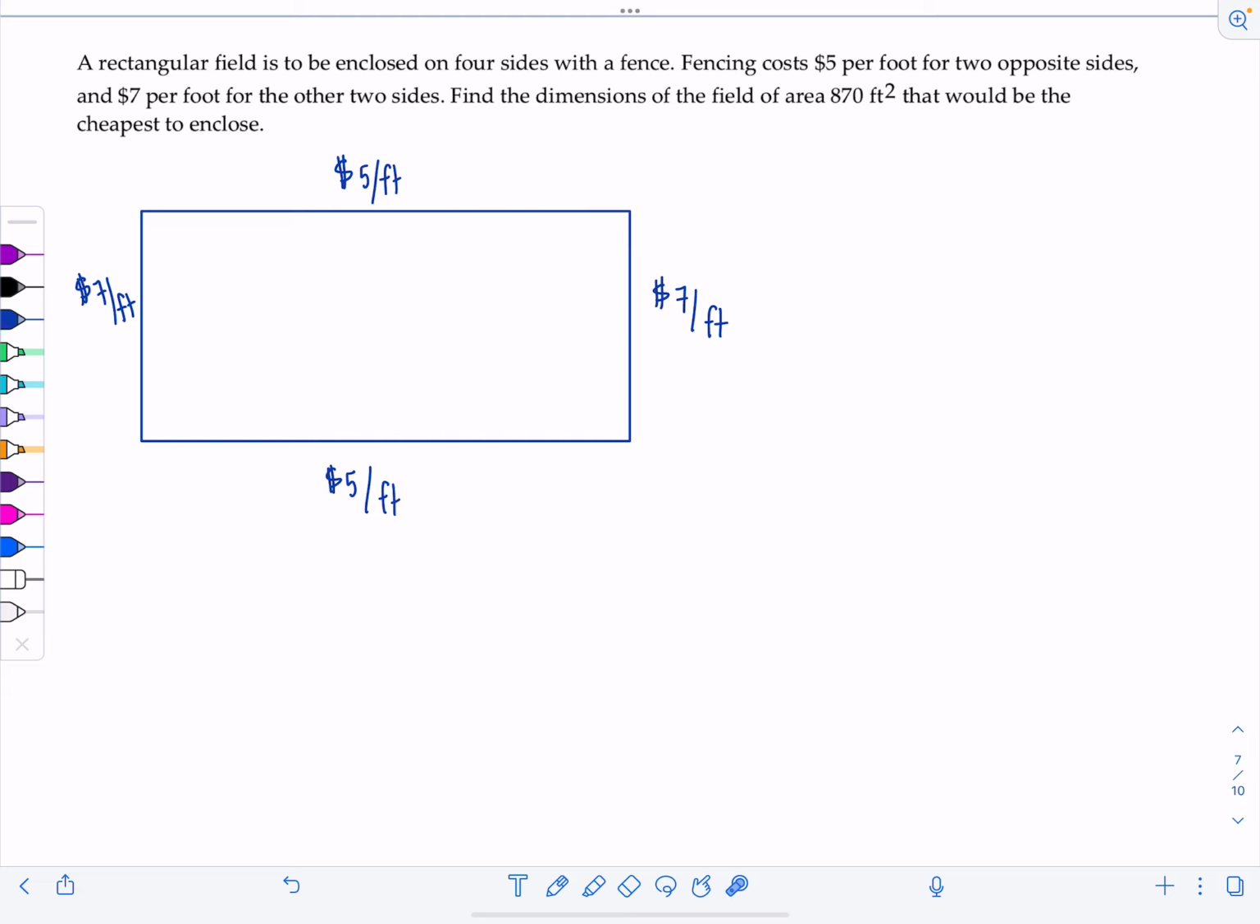That would be the cheapest to enclose. So what are we optimizing? We're trying to minimize cost. How do I know that? The word cheapest. Yeah. Okay, so we want to minimize cost of fencing.